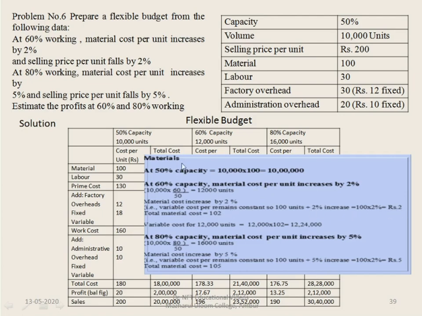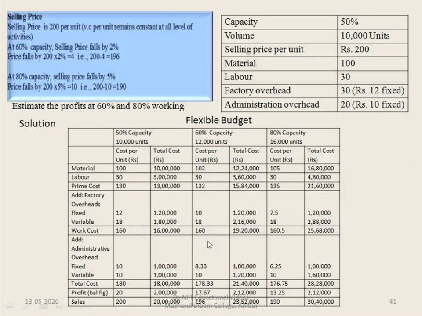So 100 rupees is the material cost plus 2 rupees is 102. For 12,000 units, it will be 102 into 12,000. For 50% capacity, it is 10,000 into 100 rupees. For 16,000 units, 80% capacity, it is given that material cost increases by 5%. So if material cost increases by 5%, it is 5 rupees.